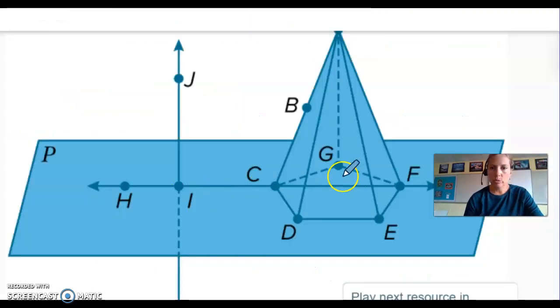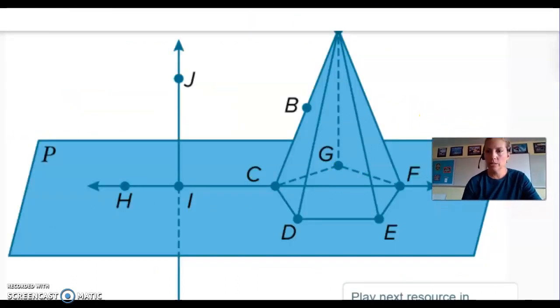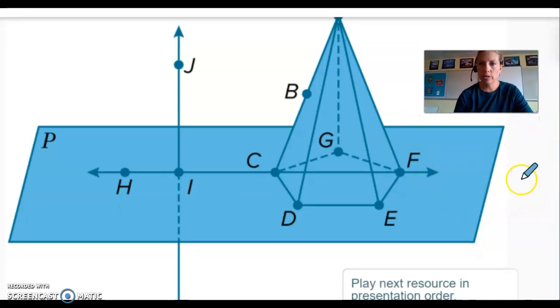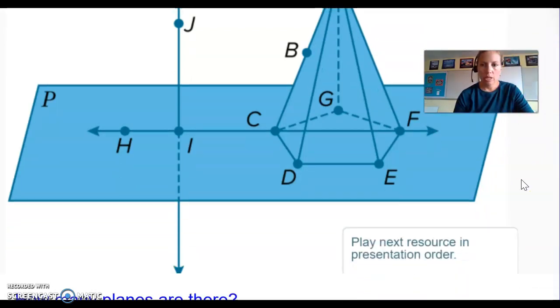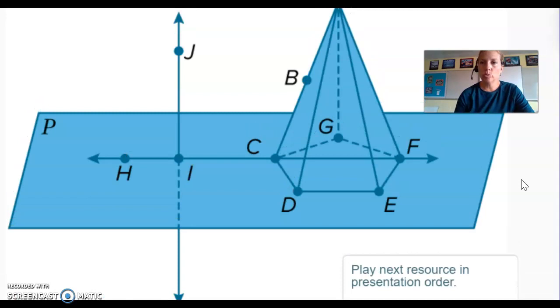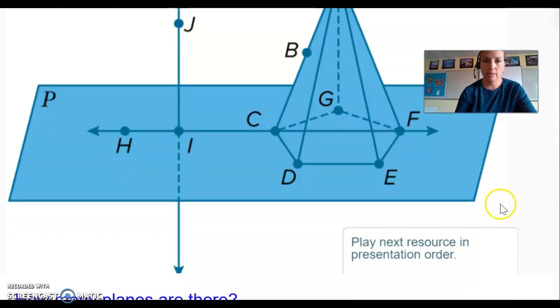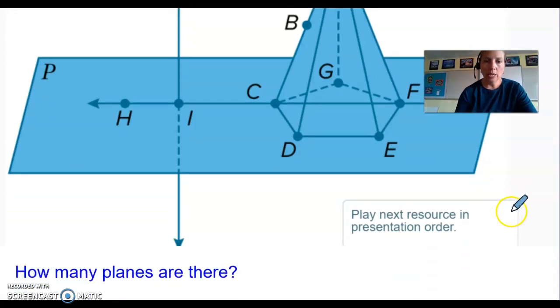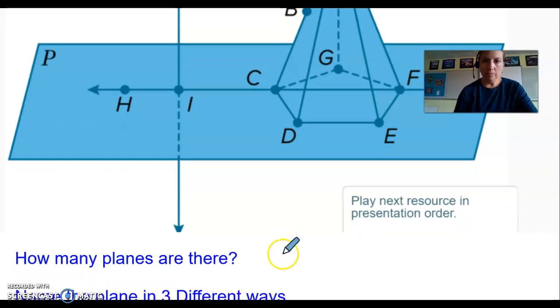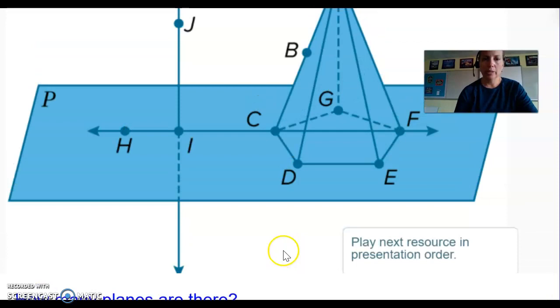So let's go to this one. On this one, it's got a lot going on. If you want, as we go over these, maybe hit pause and see if you can answer the question before I answer it, so that you can practice thinking about it. How many planes are there? Hit pause and think about it, and when you're ready, hit unpause. So what's the answer? How many planes are there?